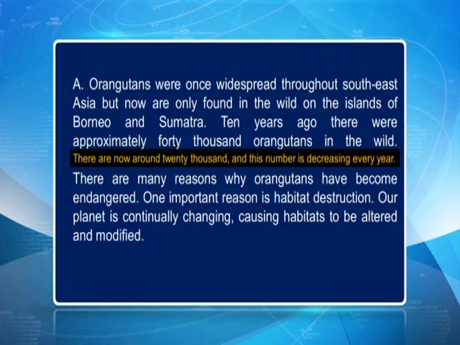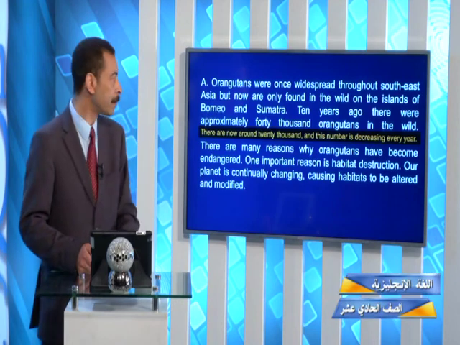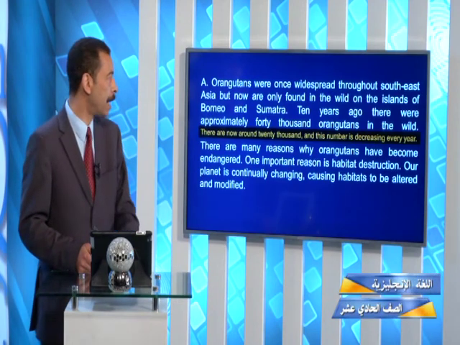So this is our sentence. There are now around 20,000 and this number is decreasing every year because we have many reasons, and one of them is habitat destruction and then the change of environment. That was our first paragraph.